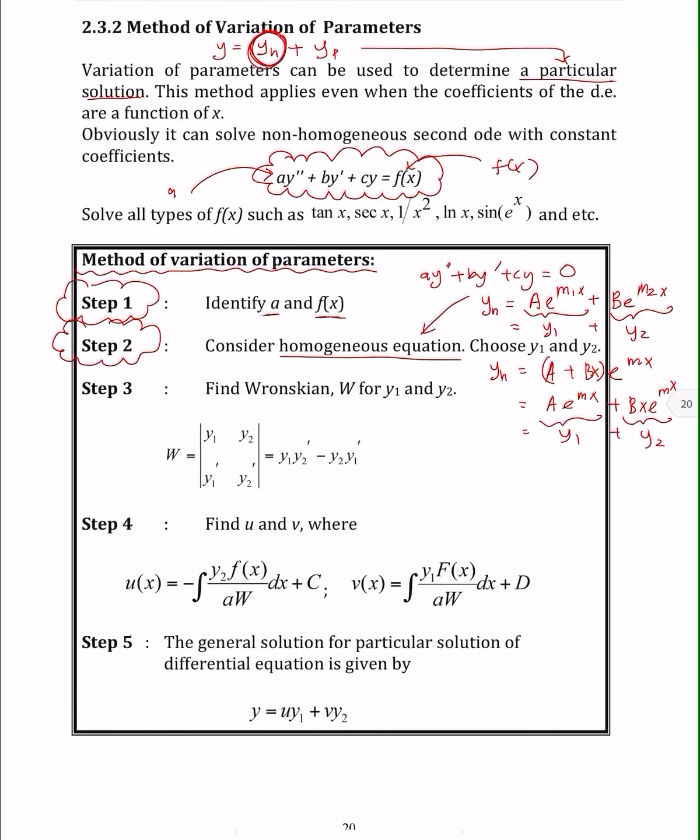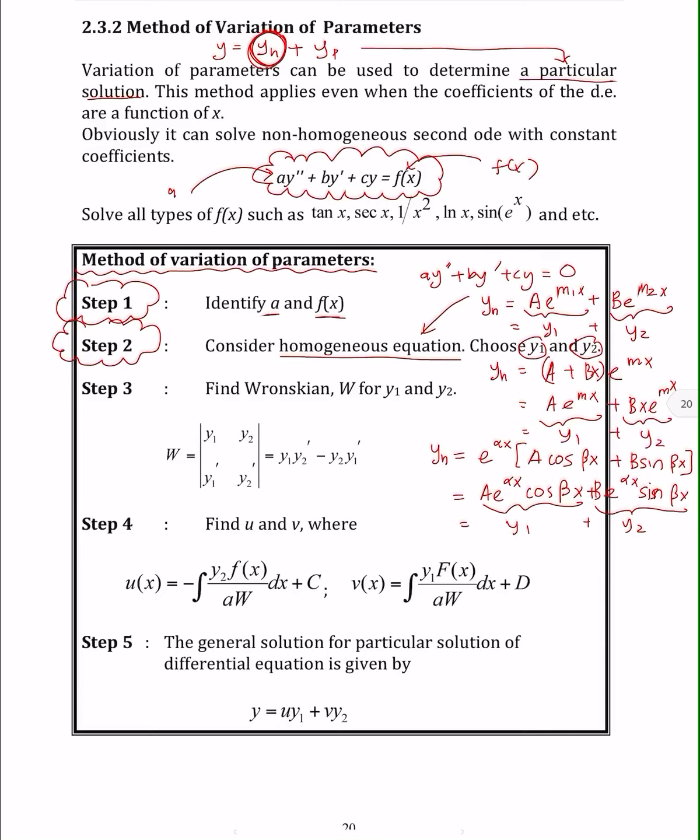Or the third case, where yh is e^(alpha x) times a cos beta x plus b sin beta x. Expanding, we obtain a e^(alpha x) cos beta x plus b e^(alpha x) sin beta x. The first term here is y1 and the second term is y2.